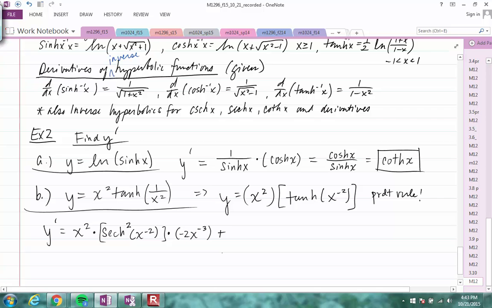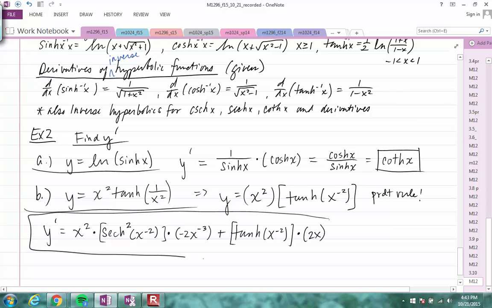Okay, moving on. In the product rule, we have our f g prime. Now, our g is tanh of x to the negative 2. Just got to write that down. Derivative of x squared is 2x. This thing is really nasty. I'm not going to simplify. It doesn't really simplify that much. So that's good enough.